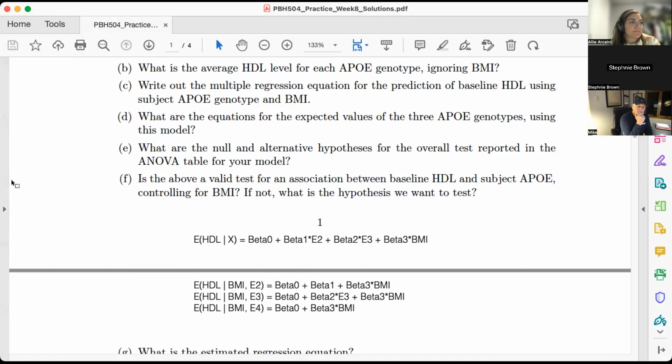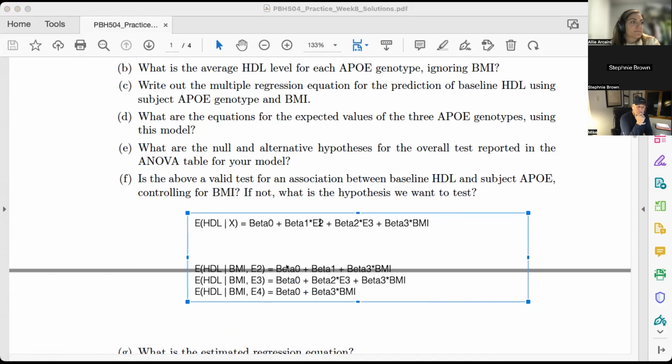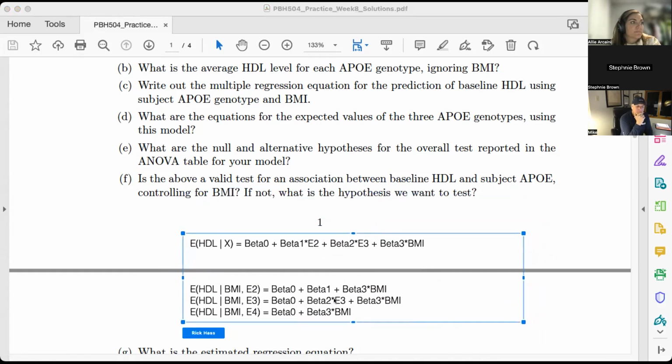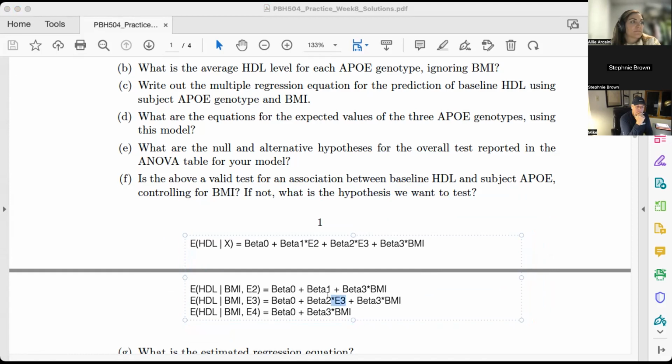Annotate is failing me tonight. Why would we not need the E2? Because it's already set to 1. Let me explain that. That was the point of me doing this.